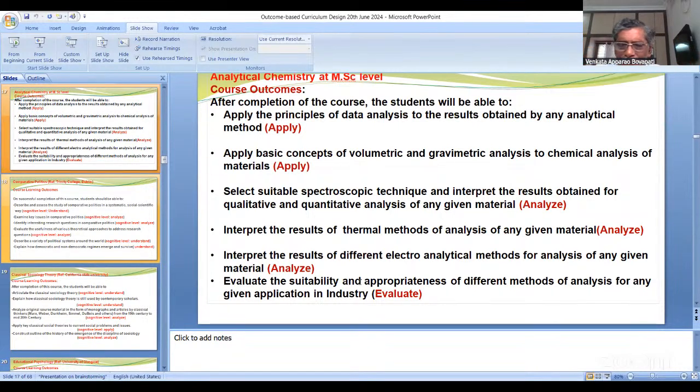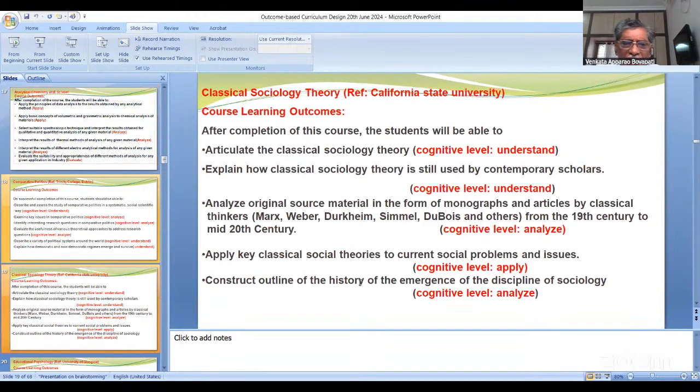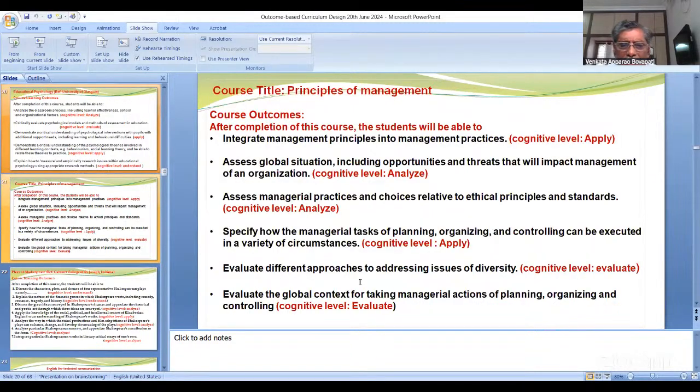Very standard course. So I am skipping the social science examples because it is College of Engineering and Management. Now I am showing you an example of principles of management. It's a very standard course, and also standard course outcomes are mentioned here. Course outcomes, you should write first. Then after completion of this course, the students will be able to, that is the common stem: integrate management principles into management practices, apply level. Then assess global situation, including opportunities and threats that will impact the management of an organization, analyze level.